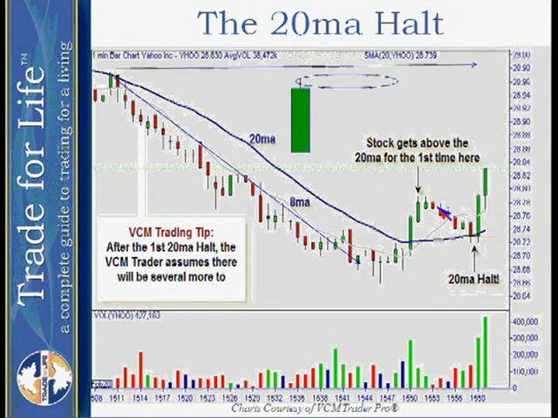you're capturing, this is at the end of the day, but you're capturing a 20-period moving average halt. The 20-period moving average halt is a separate concept from trend. The trend is different from a trending concept. This is a concept that will give you the ability to jump on board the change of a trend or the beginning of a trend early. The first 20 MA halt.